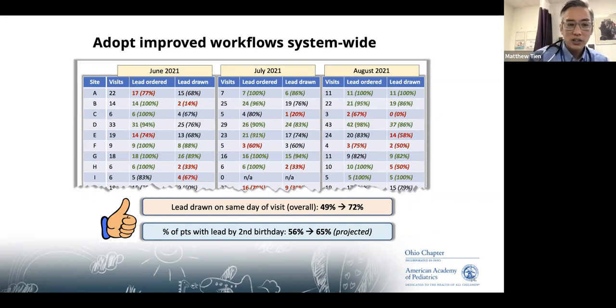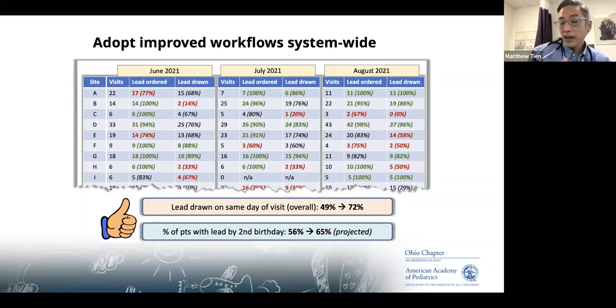And site A, you had 22 visits in the month of June. The lead was ordered at 17 of those visits. It was drawn 15 times of those visits. So maybe we could shore up our ordering a little bit. And then you can see in July that 7 out of 7 times it was ordered, 6 out of 7 times it was drawn.